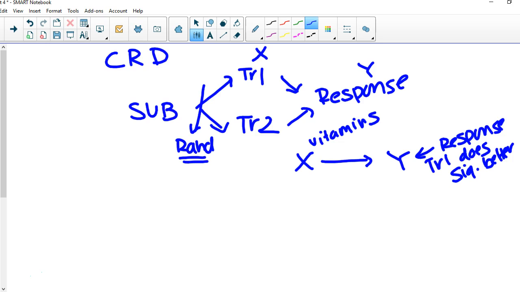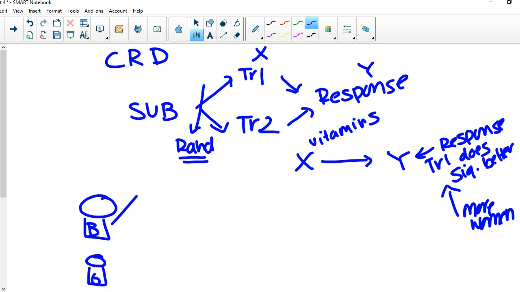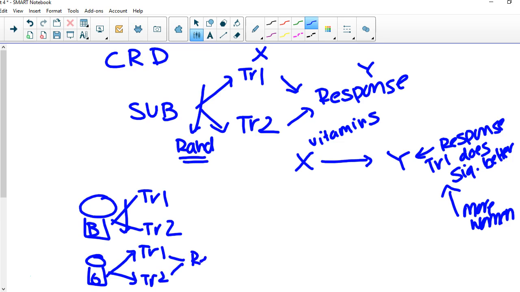I may want to market that one. But how do I know that there's not a lurking variable out there? That lurking variable could be that there were more women in the group. And women could respond differently to this vitamin. So what do I need to do? I need to block it. I need to have a block for boys and a block for girls. And they go through the treatment 1, treatment 2, and they randomly go to their groups. Treatment 1, treatment 2. And then I talk about the response for both blocks.